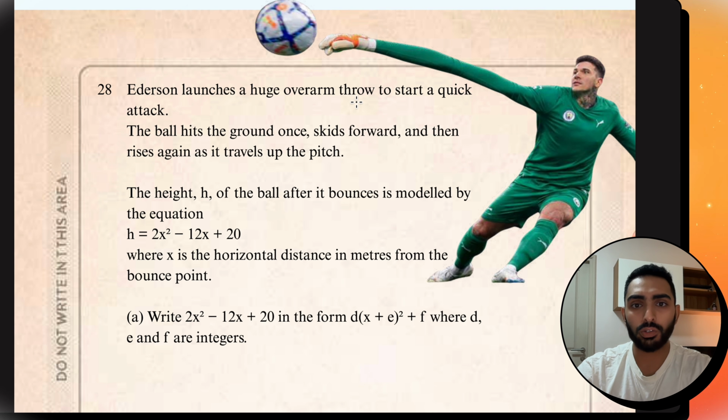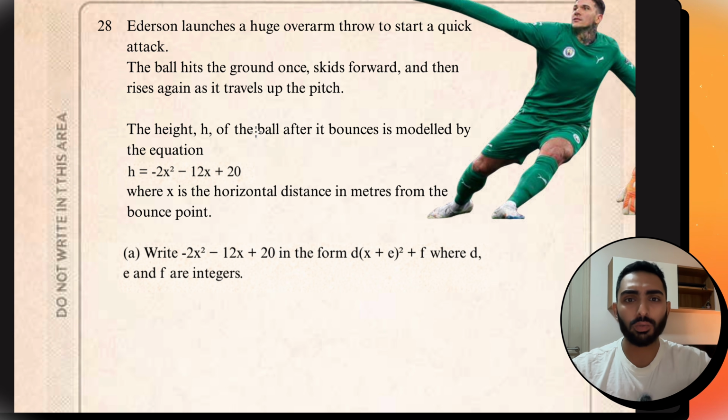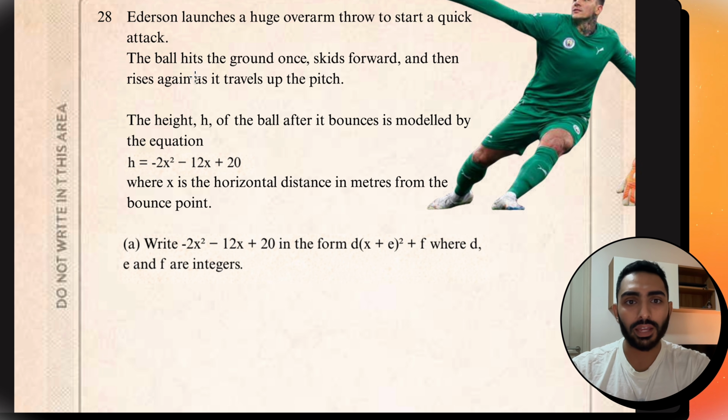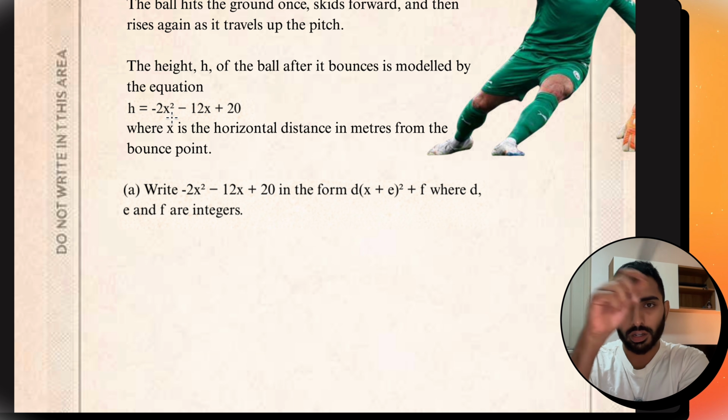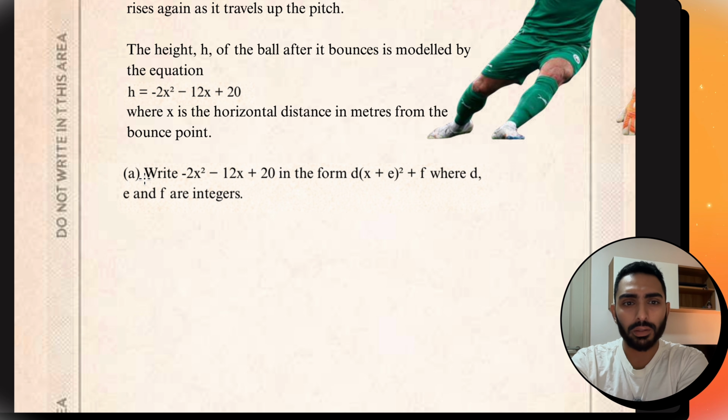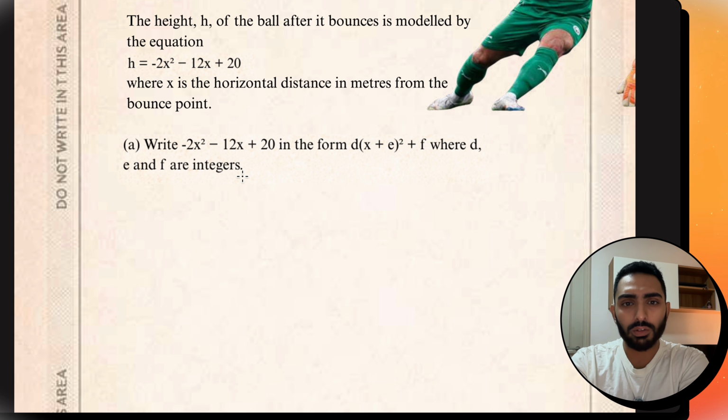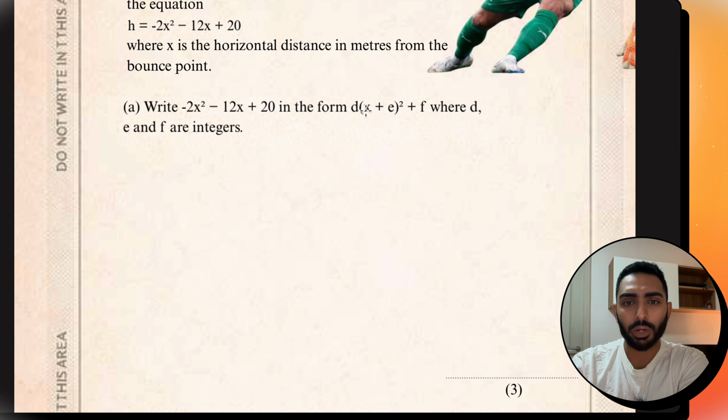Okay, question 28. I think this is the last question. Edison launches a huge overarm throw to start a quick attack. Ball hits the ground once, skids forward, and then rises again as it travels up the pitch. And the height h of the ball after it bounces is modeled by the equation minus 2x squared. That means it's an upside down U, where x is the horizontal distance in meters from the bounce point. Write minus 2x squared minus 12x plus 20 in the form d bracket x plus e squared plus f, where d, e, and f are integers.